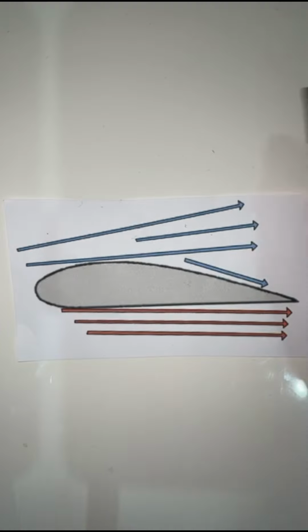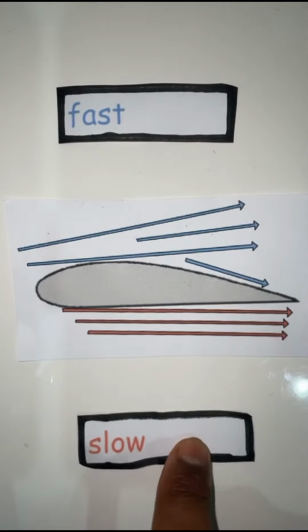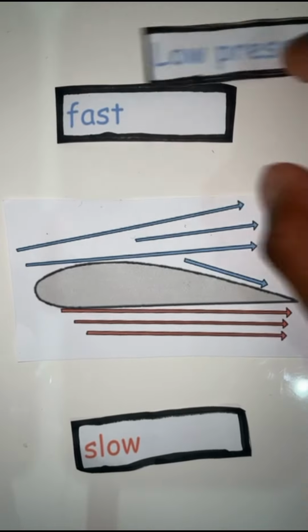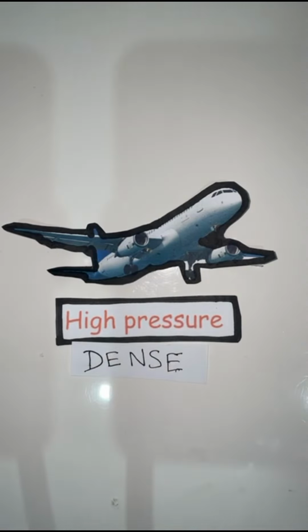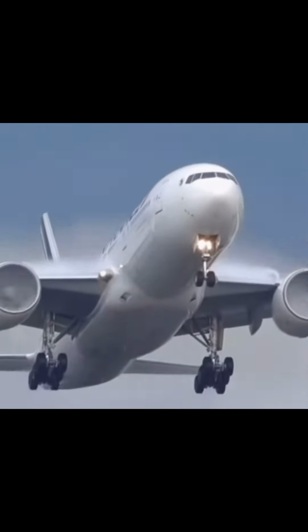Suddenly we have a pressure difference, where the air above is moving fast but the air below is moving slow, creating a low pressure zone at the top and a high pressure zone at the bottom. This high pressure ultimately means that the air below the plane is denser, exerting an equal and opposite force up, allowing the plane to fly.